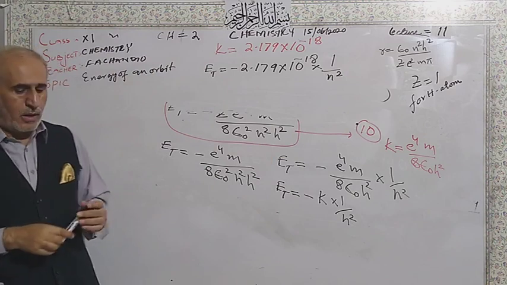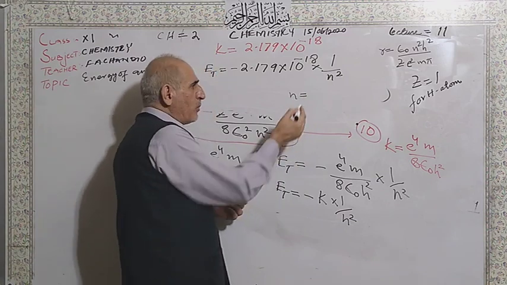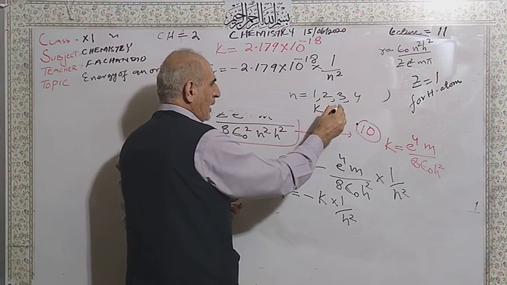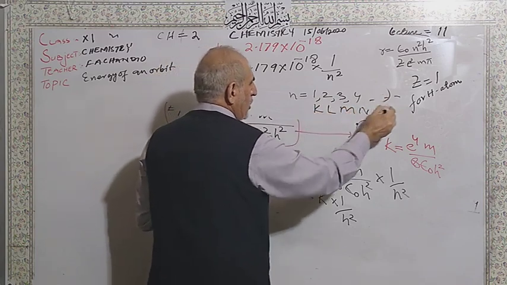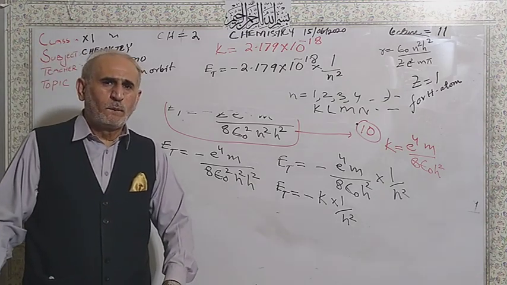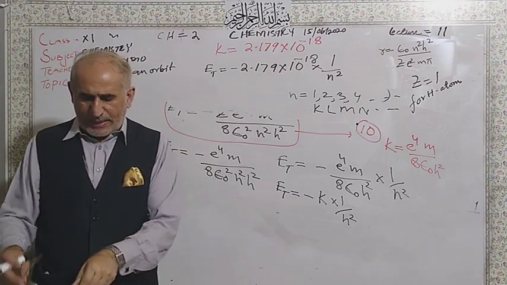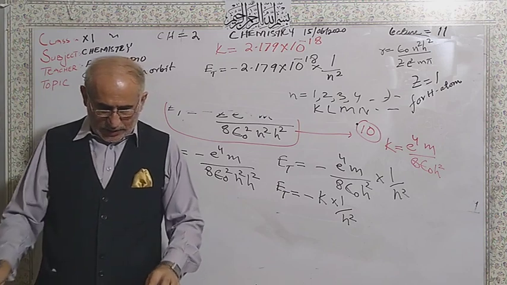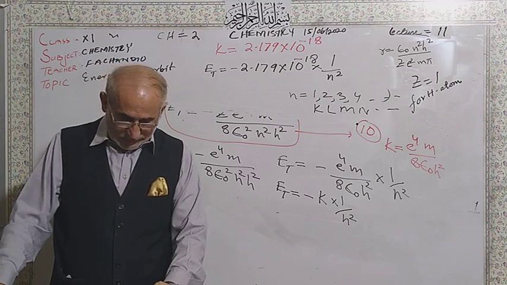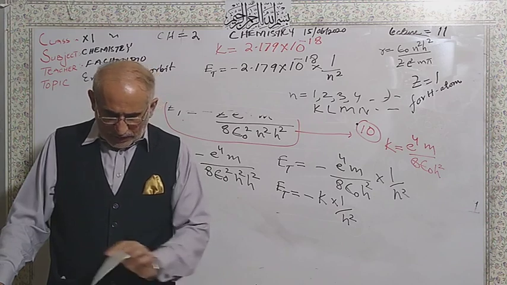Here n is the principal quantum number, with integral values 1, 2, 3, 4, corresponding to the K shell, L shell, M shell, N shell. Now including the negative sign, after inserting the value, you will be able to calculate the total energy of the revolving electron in an orbit. So please note it.